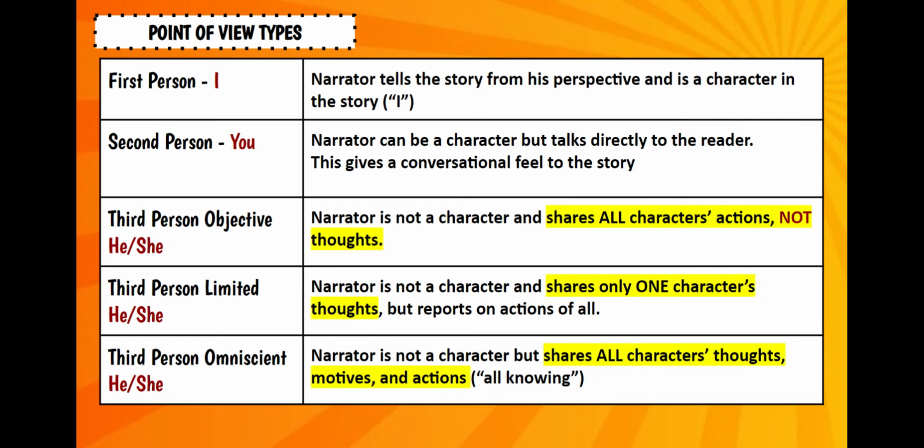Then we have third person omniscient. In third person omniscient, the reader gets all the thoughts and feelings and motives and actions of all the characters in the story. This is where we experience the most of a story in regards to the thoughts and feelings of the characters, because it is like we know everything that is going on.